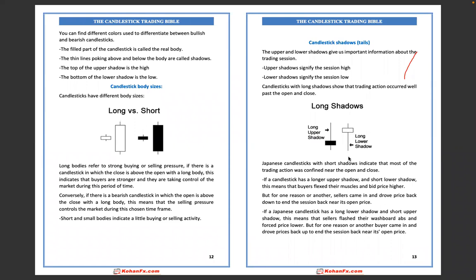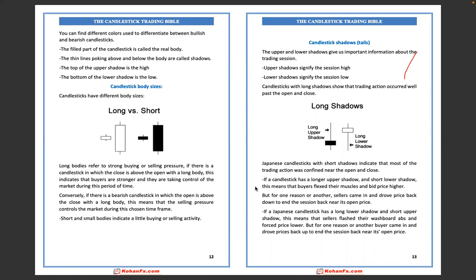So if you see something like this, it means that, you know this is a bullish candle, so it opened here. And then the sellers pushed the market all the way down here. But buyers came in and forced the price to close above. So the price closed around this level.